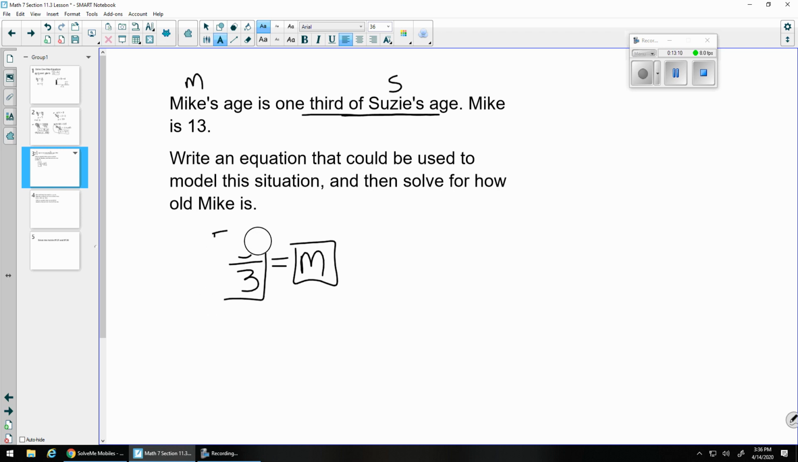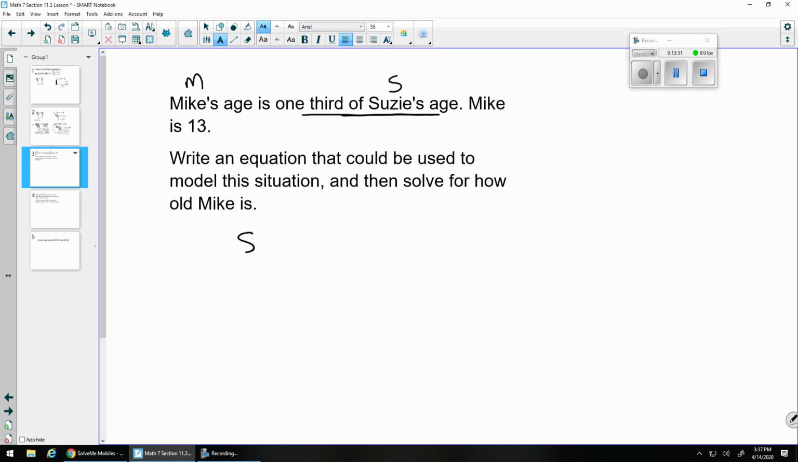You also have to think when you initially look at these sentences, just think who's older. So Mike's age is 1/3 of Susie's age. Okay, well, Susie is obviously older than Mike because Mike's age is 1/3 of her age. So you just keep that in mind for when you get your answer to make sure that it's reasonable.